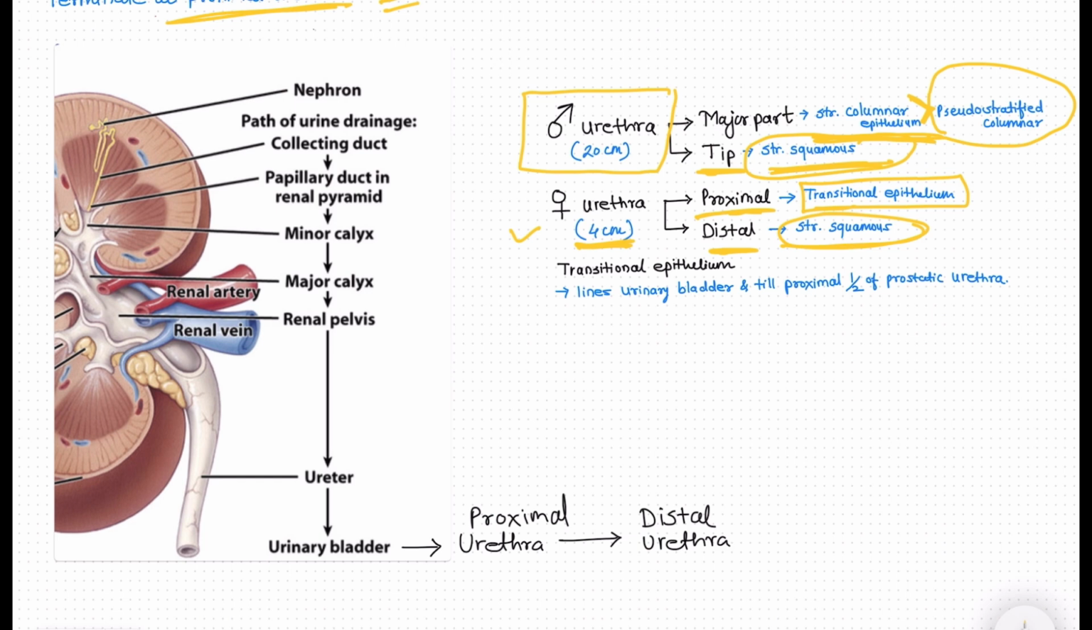And what is transitional epithelium? It lines the urinary bladder and till the proximal half of the prostatic urethra in males. Prostatic urethra is only in males, right? So transitional epithelium lines the bladder in both males and females.